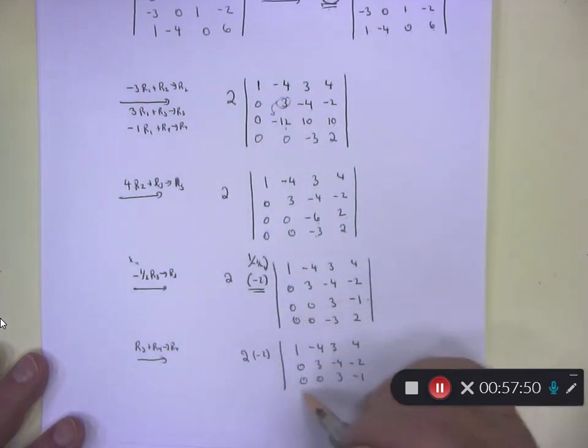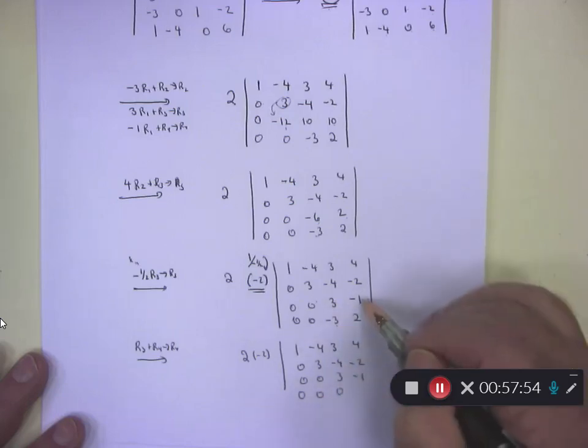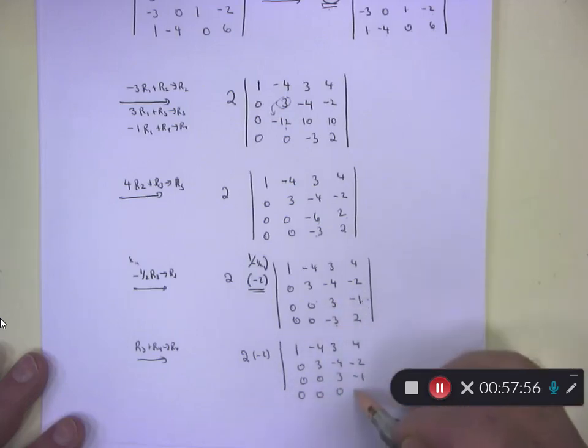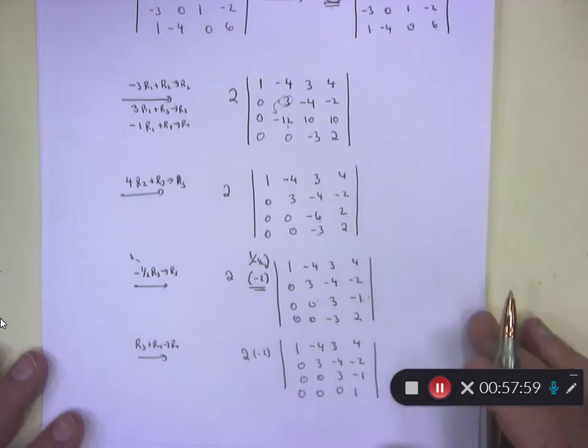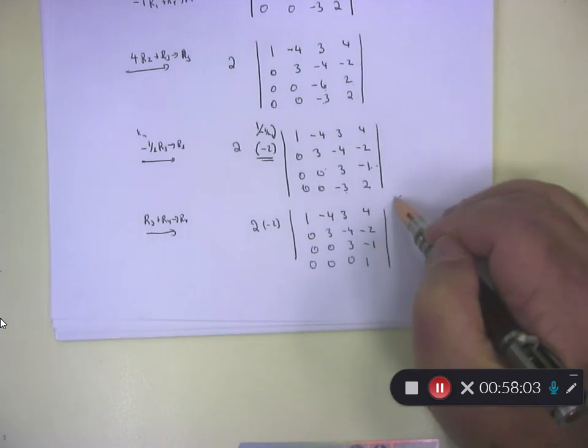0 plus 0 is 0. 0 plus 0 is 0. 3 plus -3 is 0. -1 plus 2 is 1. Agreed? This was my ultimate goal. This is what I'm after.